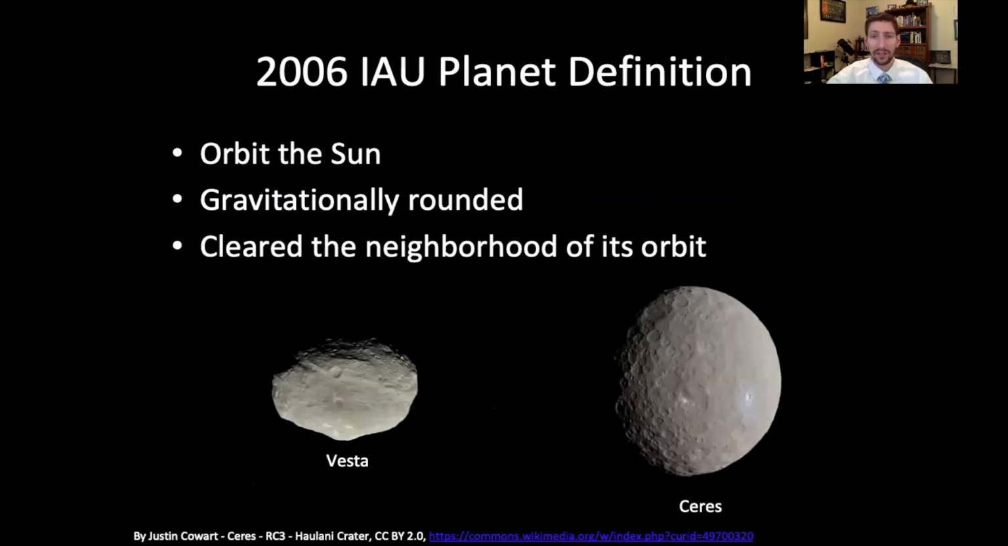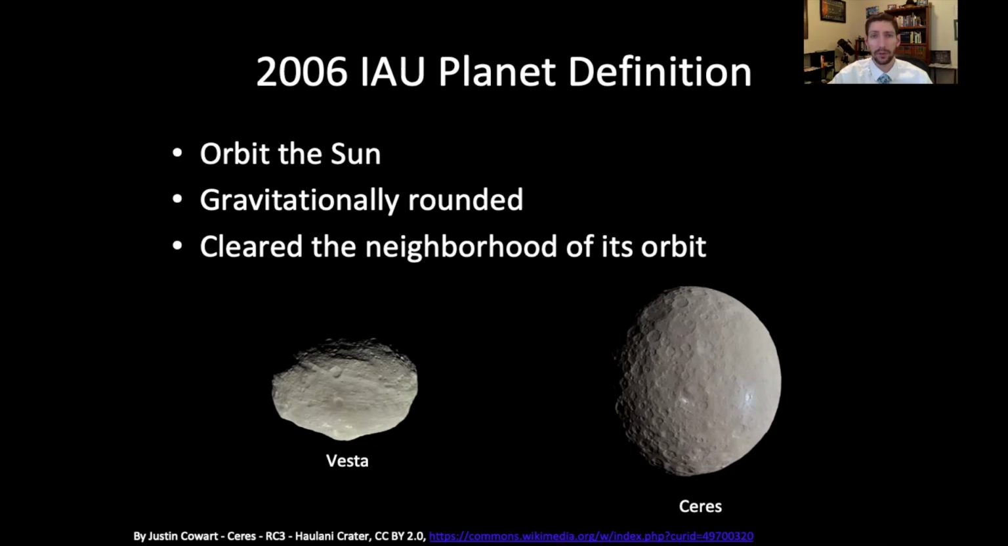So in 2006, the International Astronomical Union made an official definition of a planet. It has to orbit the Sun. It has to be massive enough to be rounded by its own gravity. That is, its shape should be determined by hydrostatic equilibrium. And the object must have cleared the neighborhood around its orbit. And that is something that Pluto has not done. So it was because of that third criterion that Pluto was reclassified as a dwarf planet.